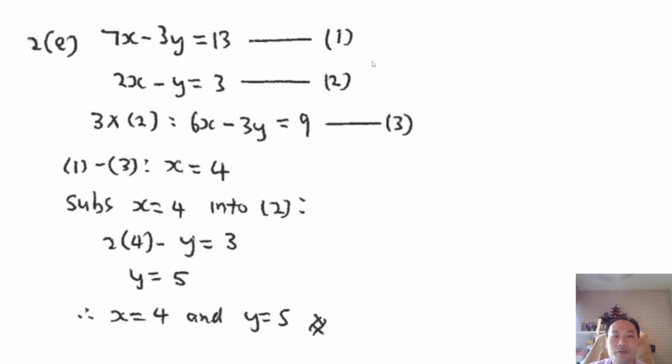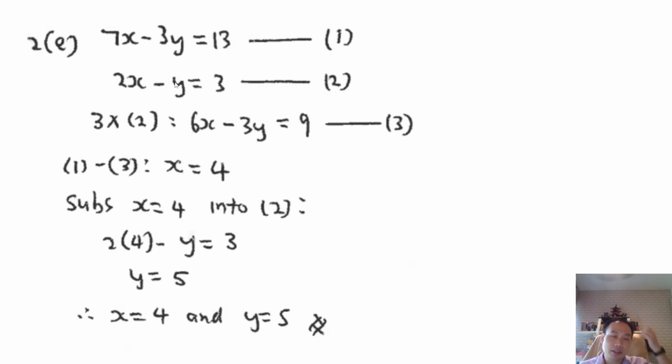So let's observe this and see what is the best way that we can eliminate either the unknown x or the unknown y, the variable. Over here, we have 7x and 2x. In order to make them have a common coefficient, I need to multiply 2 to the first equation and multiply 7 to the second equation. It can still be done, but there are more steps to it. It is actually easier in this particular example to just multiply the second equation by 3.